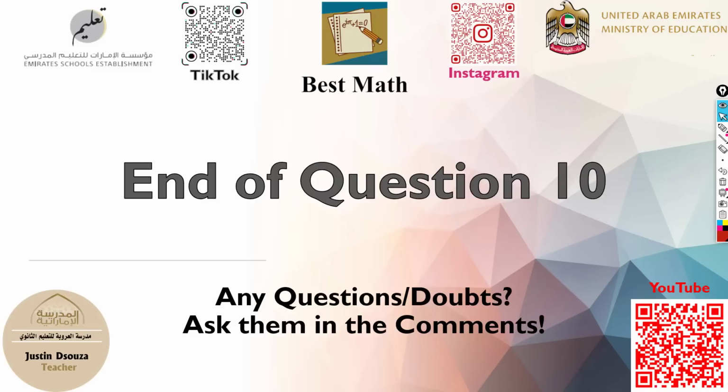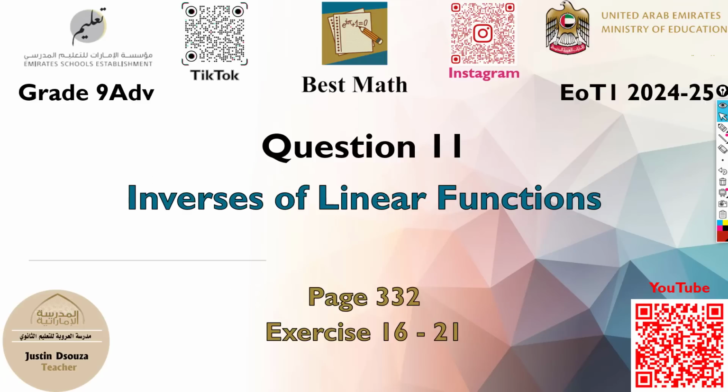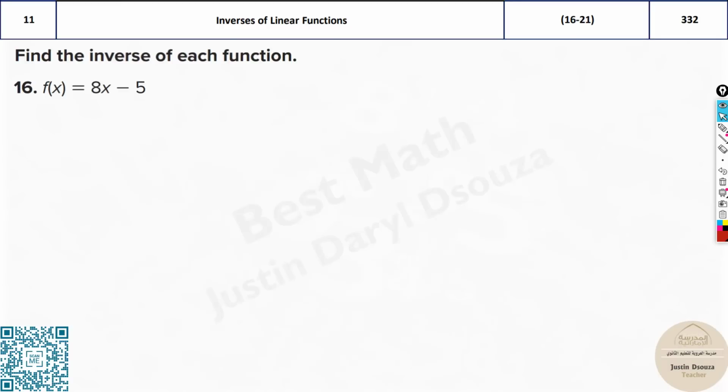A very simple one. Just remember the 2 formulas, the slope-intercept form and the slope formula. Compare the slopes and then determine whether they are parallel or perpendicular. Moving to the next question, question 11 is inverses of linear functions. Here you can see we have been given a function f of x equals 8x minus 5.